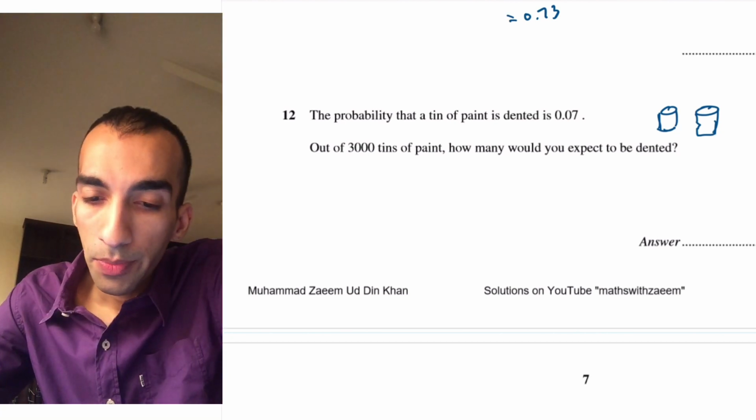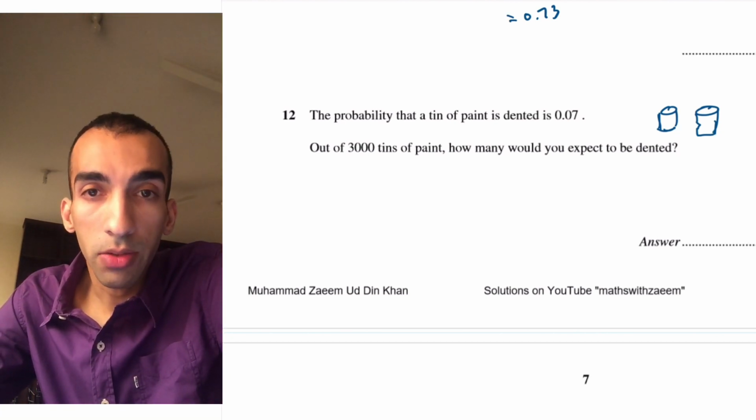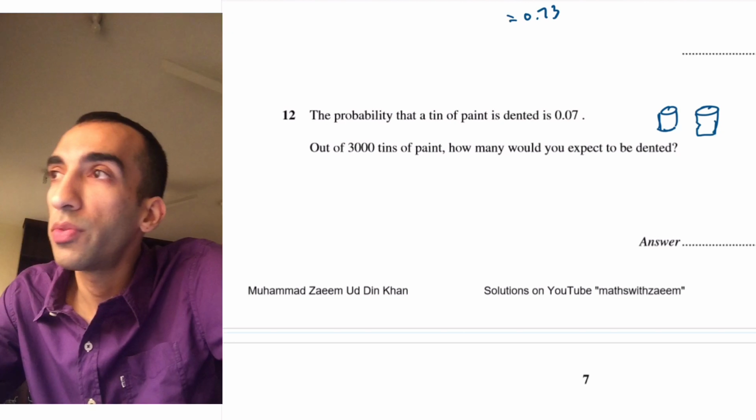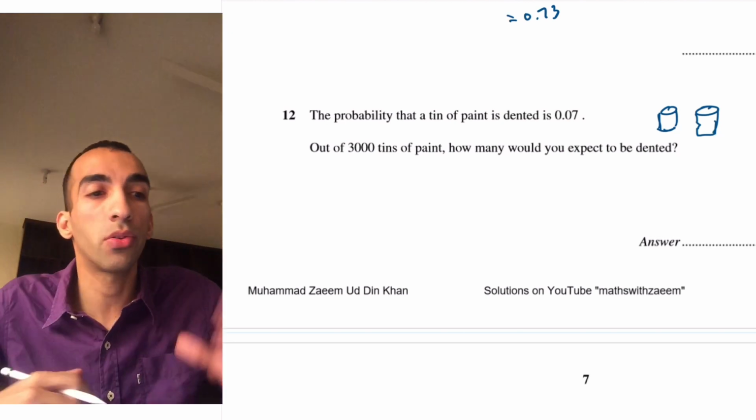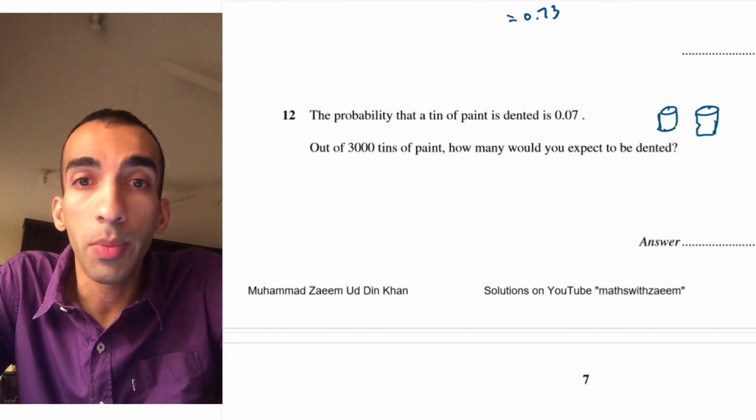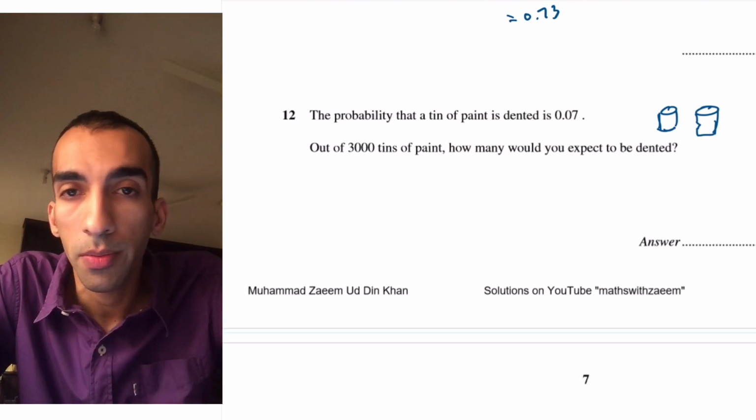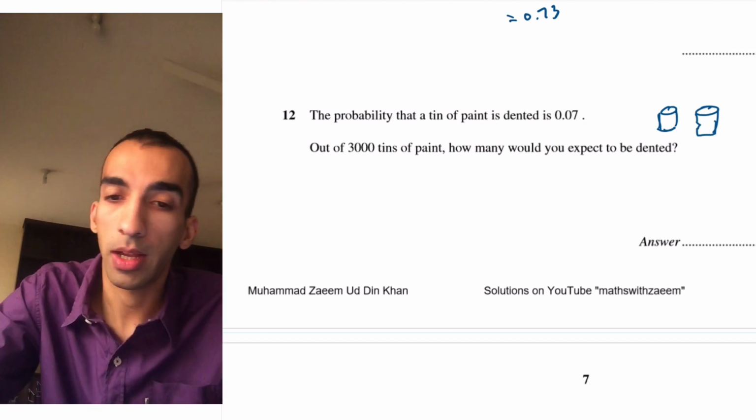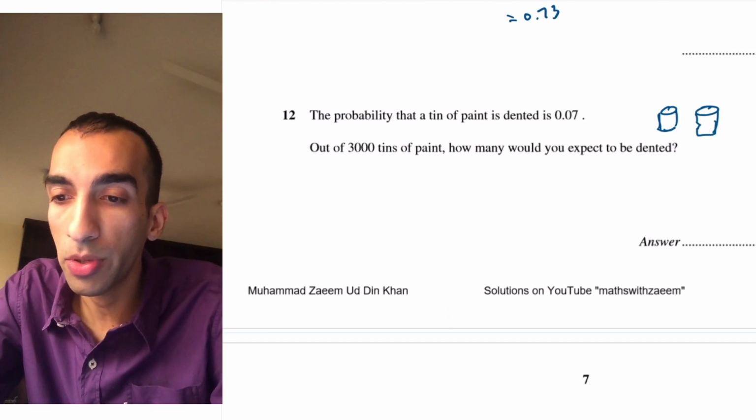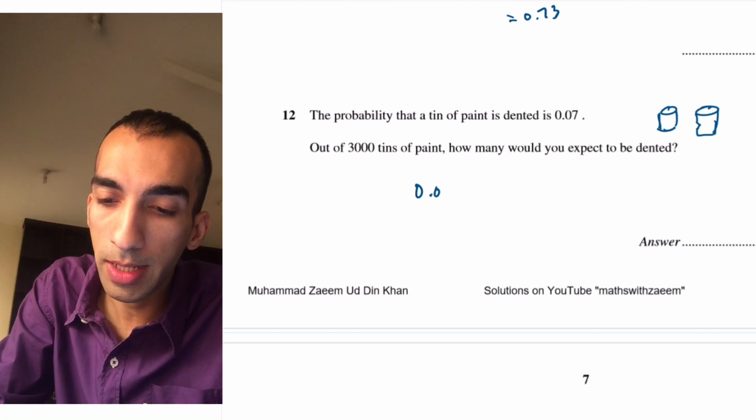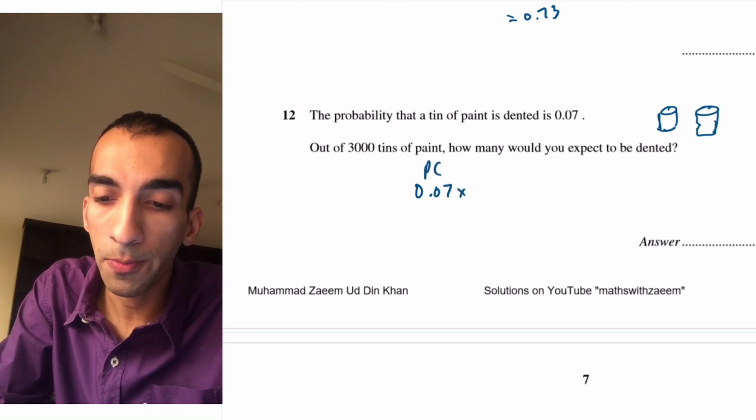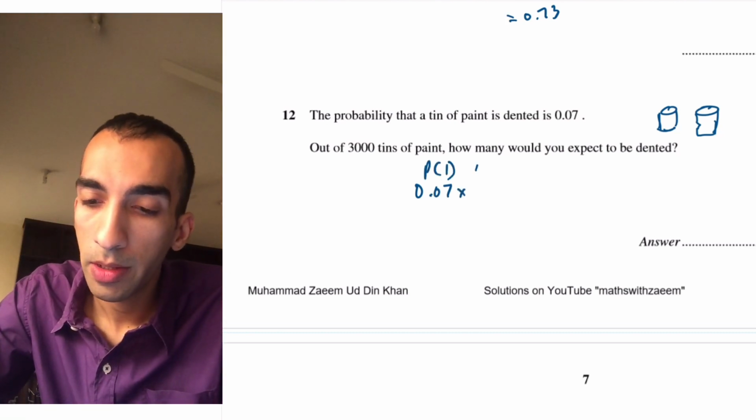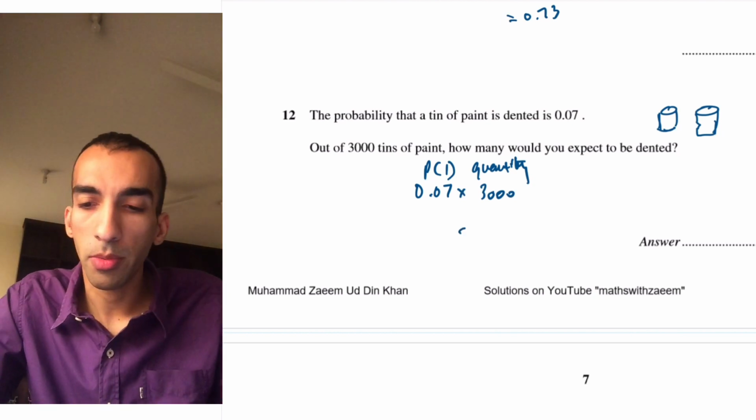If you are selecting it out of 3,000, I mean, if you go into a warehouse, you're the manager of a certain place, and you're trying to figure out how much of my stock is accurate or perfect, and how much of it is dented, how much of it I cannot sell, or it's not proper, it's not perfect. So what you're going to do is simply multiply the probability of one item into the quantity. If I multiply this with 3000, I will probably get 210.